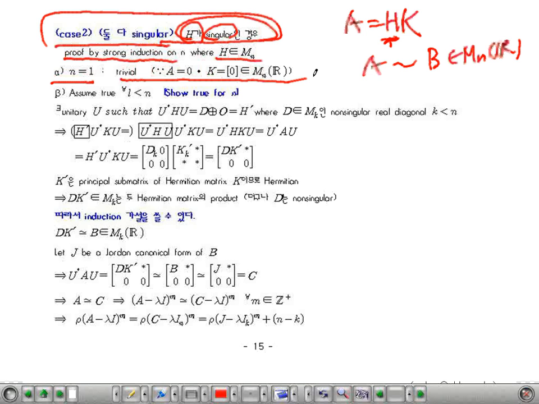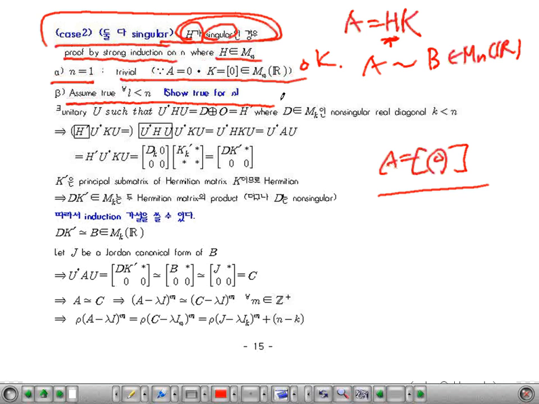It's a 1 by 1 matrix. Then it's done. It's a 1 by 1 singular matrix. What does that mean? It's a zero matrix, isn't it? If it's non-singular, if this is not 1, then it's not a non-singular matrix. Okay. Now assume true for all L less than N. Now we show the statement is true for N.